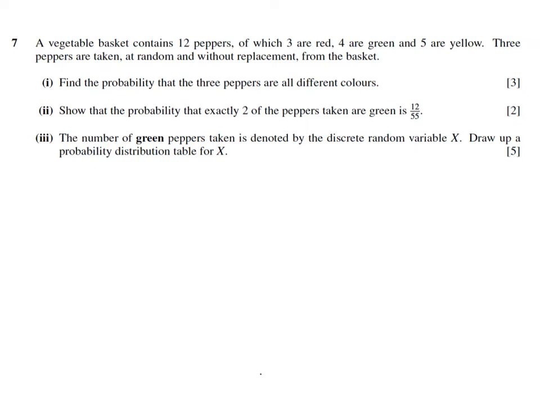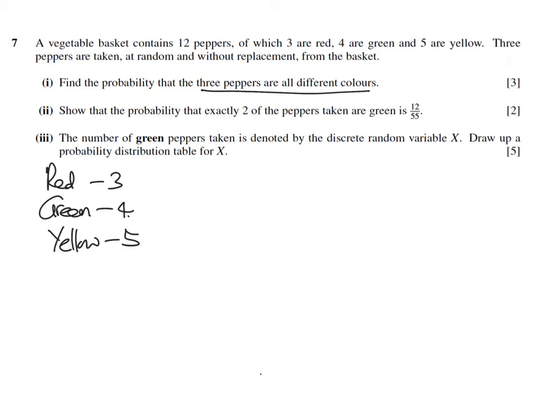List down all the colors that we have. We have red, 3, green, 4, yellow, 5. And the question tells us that the 3 peppers are all different colors. So if it's a different color, it has to be red, green and yellow. In any order, it could be red, green, yellow, or yellow, red and green, or yellow, green and red, or green, red and yellow. So these are the orders.